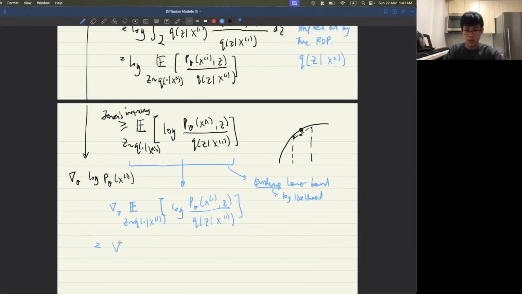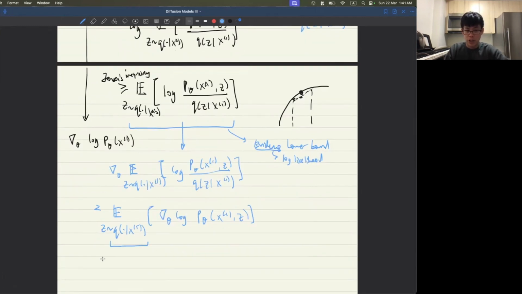This will just be equal to the expectation of the gradient of log p theta of xi, z, right? The denominator doesn't even matter because it is a function independent of theta. And we see that the variational distribution here, which as I've said is equal to the probability distribution implied by the forward diffusion process, is only used for sampling purposes. It is not used in the objective at all. It is used just to sample out the latent variables, which are precisely the intermediate states of the diffusion model.